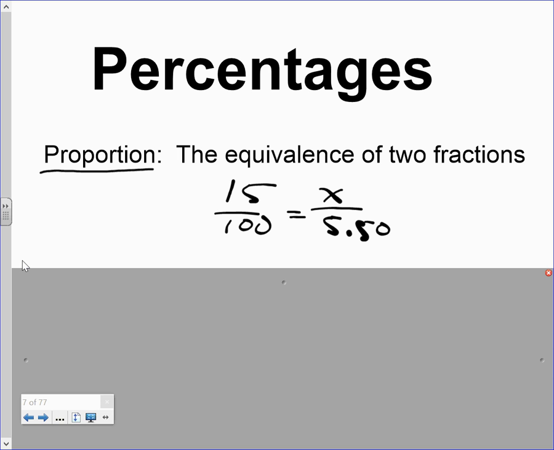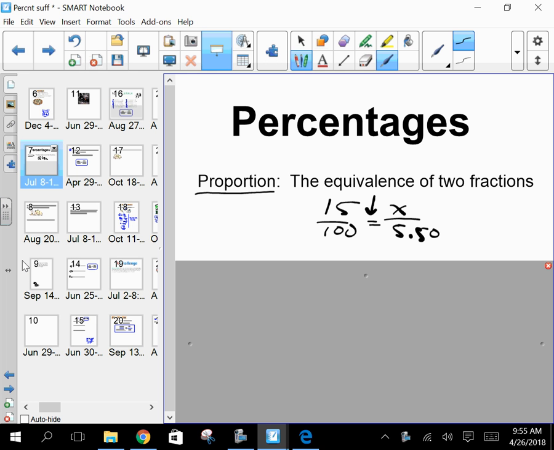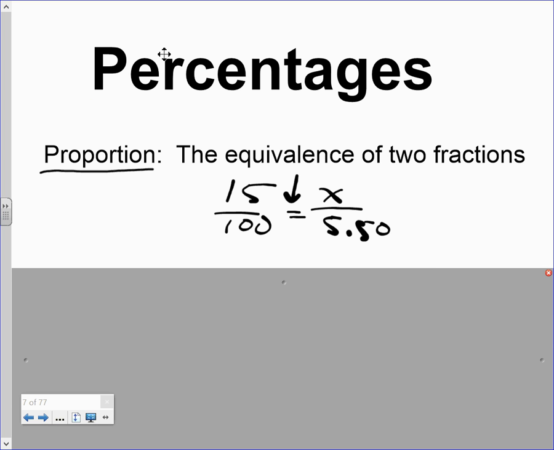This is just an example. Notice how this is an equivalence of two fractions. Go write that down. Every single time we come across a percent situation, we can set it up as a proportion, like I've been doing, Mr. Van Cott's method, my 7th grade teacher.